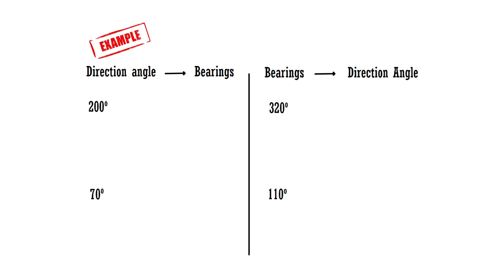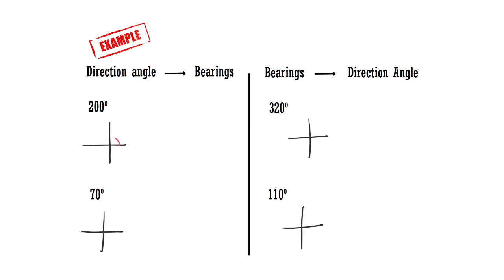So I'm going to do a couple things. I'm going to give you a direction angle, and I want you to turn it into a bearing. I'm going to do one, and then you're going to do one. I'm going to put all my axes in here so I can change colors. All right, so now a direction angle, this is our math angle, and we're going with 200 degrees.